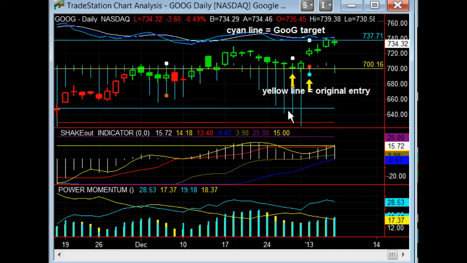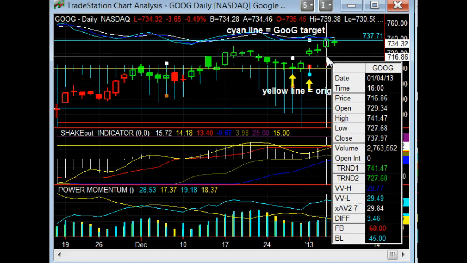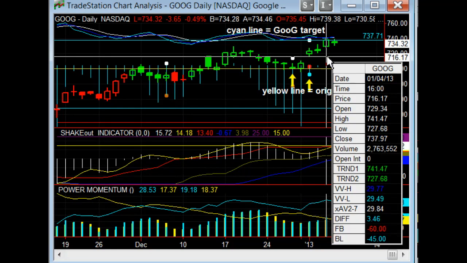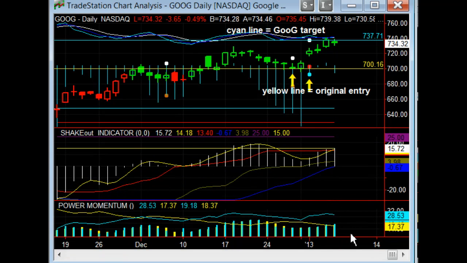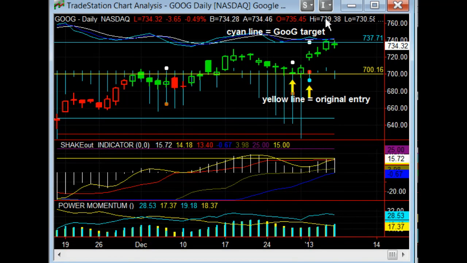Alright, so here's Google Daily. Very attractive chart. We did end up with a positive extreme on Friday, so what is our expectation there? The potential for a retrace to 727. Alright, nothing bad about that. Again, all these power momentums were just showing you how much money was flowing into the market. Very nice, very strong, but beginning to taper.